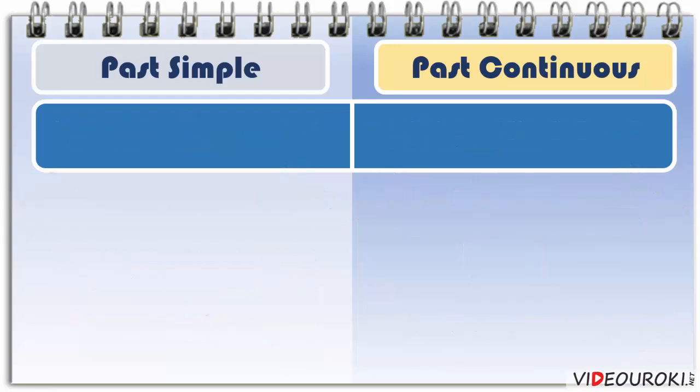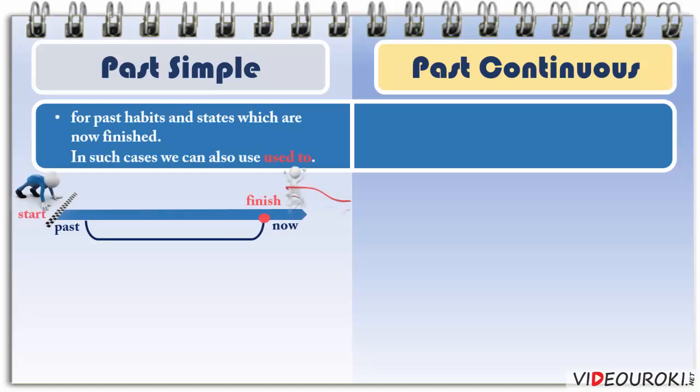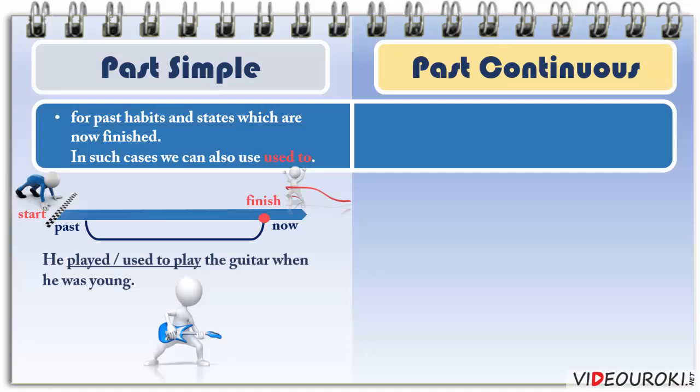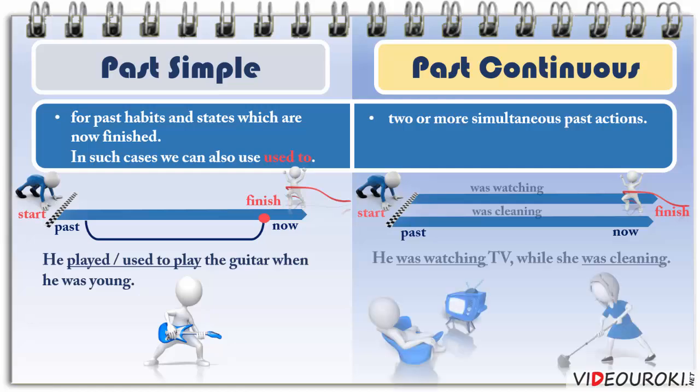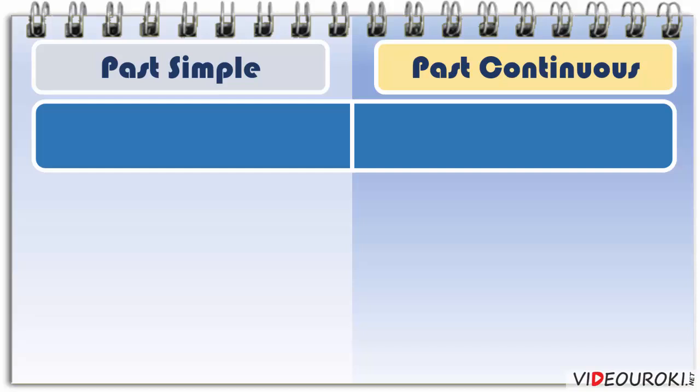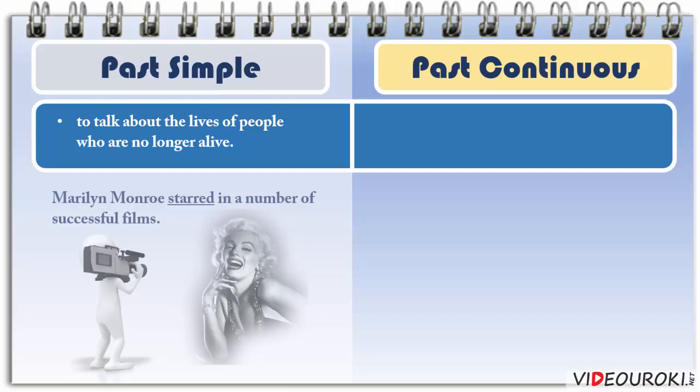The past simple is used for past habits and states which are now finished. In such cases, we can also use the expression used to. He played or used to play the guitar when he was young. The past continuous shows two or more simultaneous past actions. He was watching TV while she was cleaning. We use the past simple to talk about the lives of people who are no longer alive. Marilyn Monroe starred in a number of successful films.